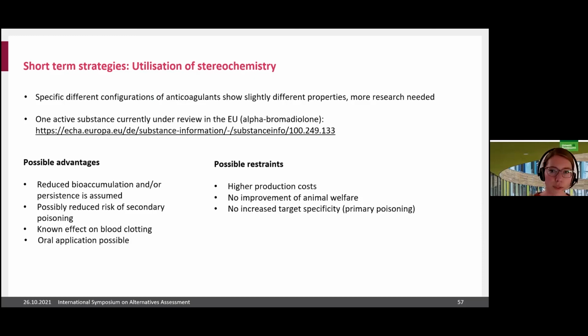The advantages we see using this is reduced bioaccumulation or persistence. At least this is what we would assume from the study results. Combined with this is a possibly reduced risk of secondary poisoning. We know they lead to blood clotting, and we know they can be applied orally. However, we do have higher production costs and again, no improvement of animal welfare or less primary poisoning.